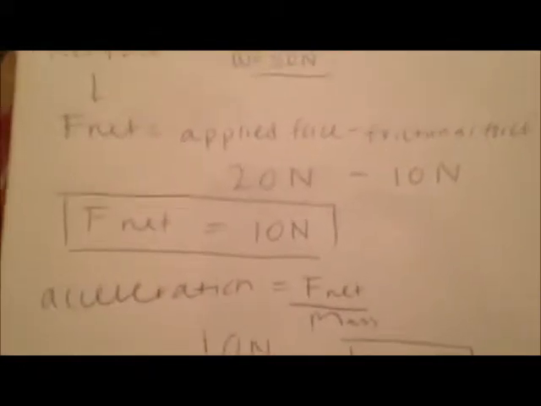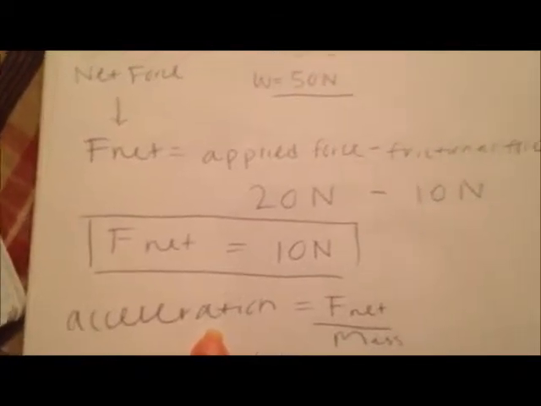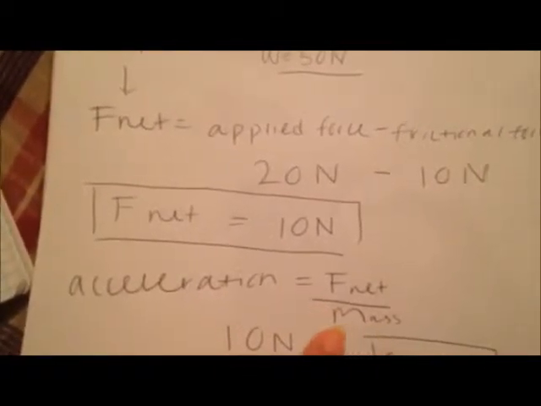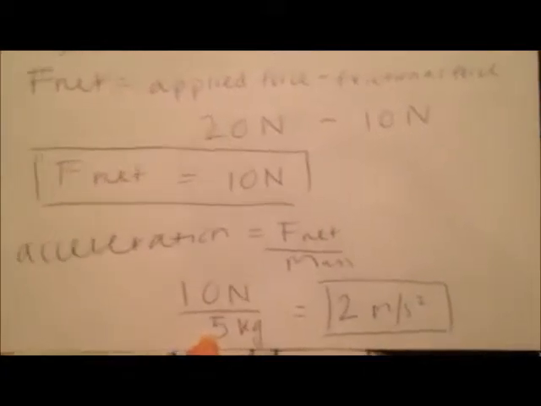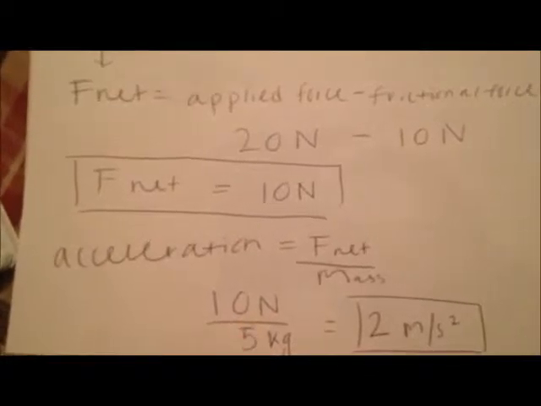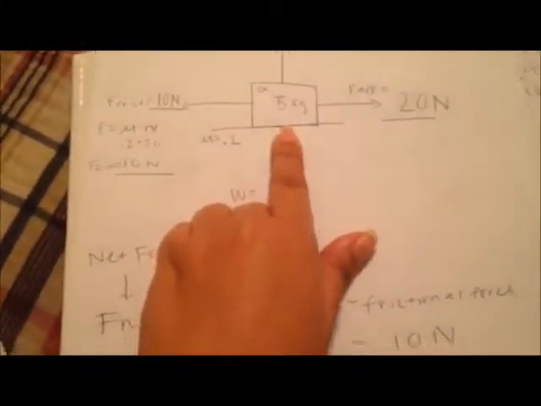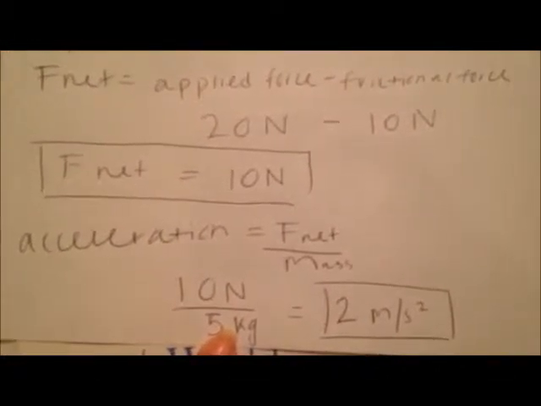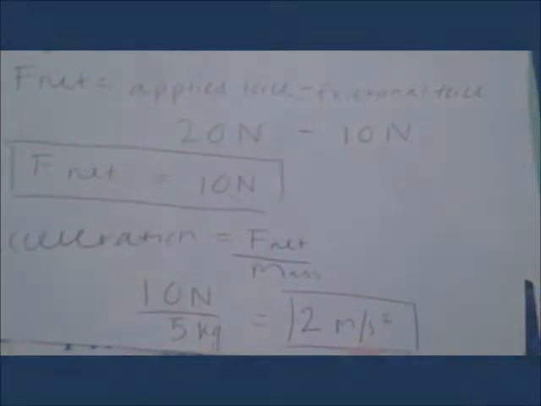And then to get the next thing, it is acceleration. So acceleration is going to equal the net force divided by the mass. As we got the net force, which is 10 newtons, we divide by 5 kilograms, which was given inside the box. So 10 newtons divided by 5 kilograms equals 2 meters per second squared.